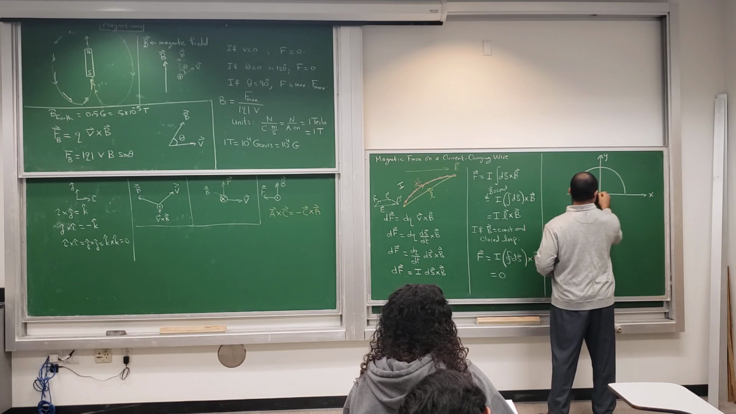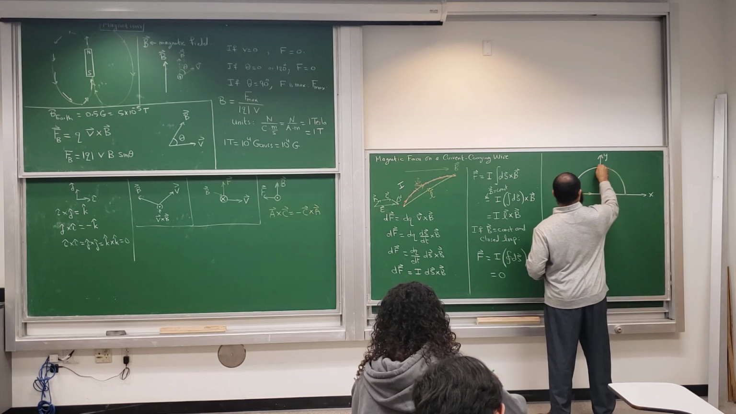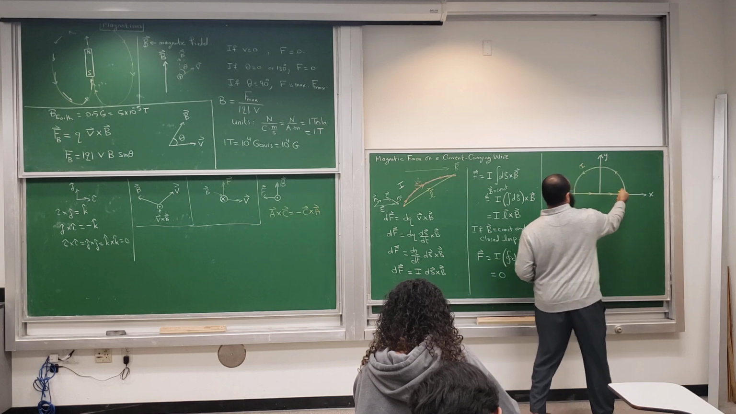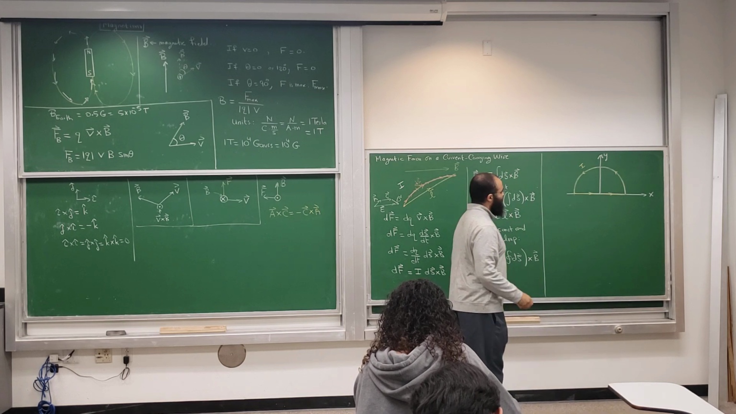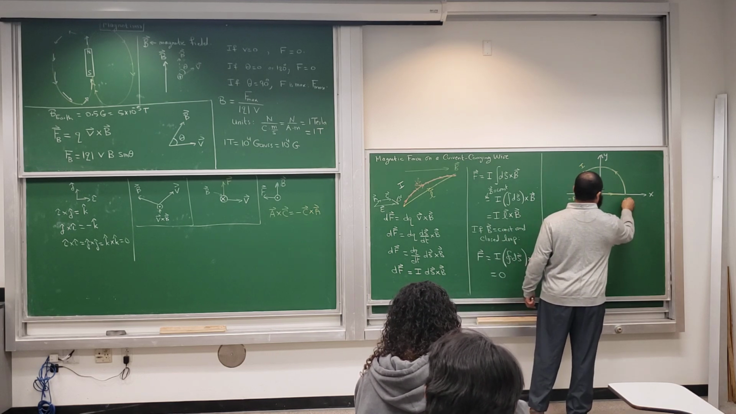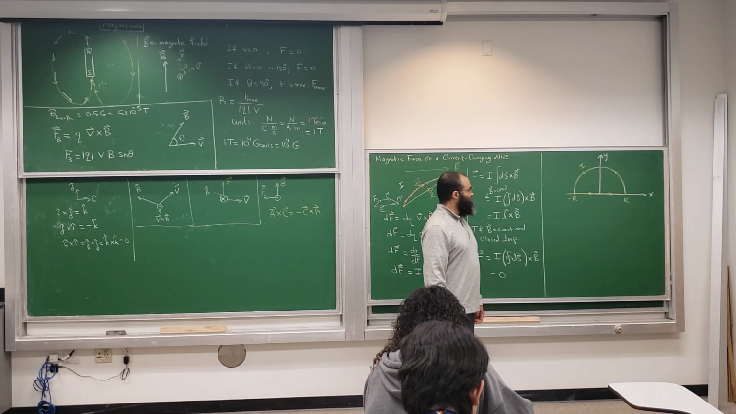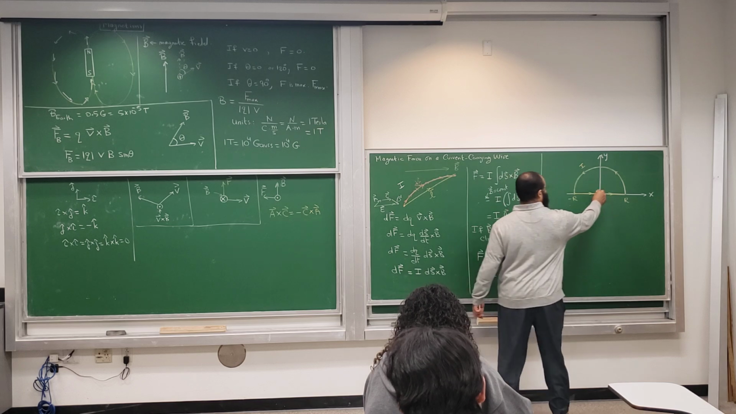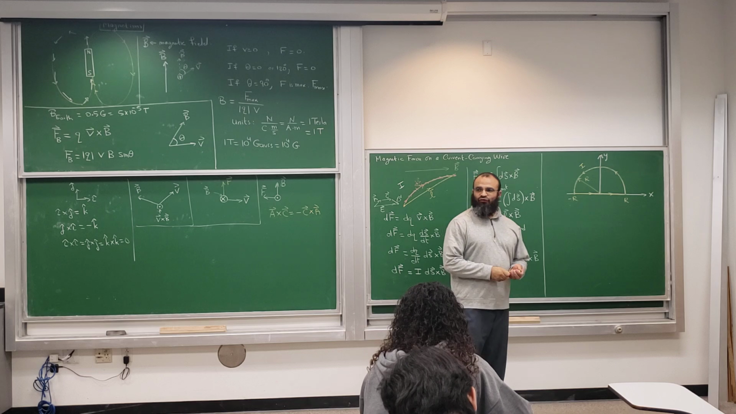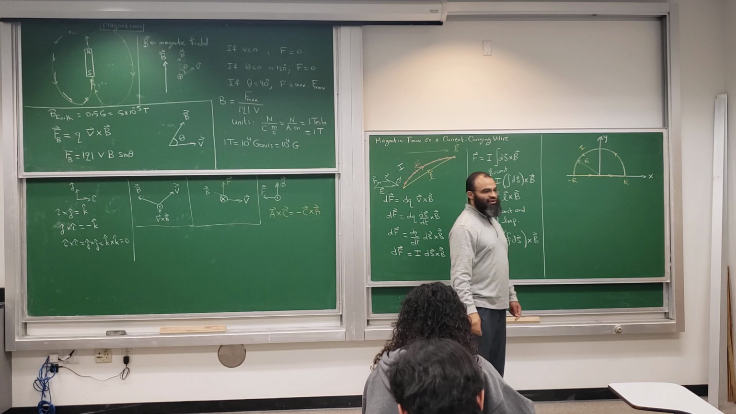So the current runs this way. Right, that's the current. So the current is going around. And let's say the circle has radius r, this is minus r, and this is r, right? Minus r. The radius of the circle is r. And our goal is to find the force on the straight segment and the force on the curved segment.